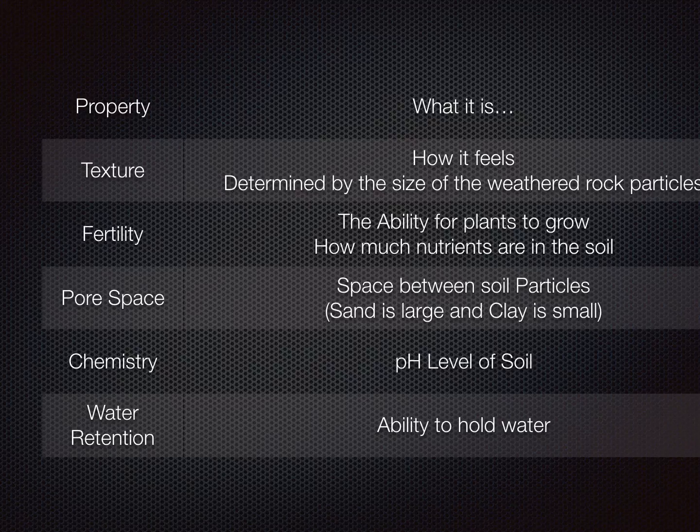Chemistry is the pH level of the soil. This will tell you if your soil is acidic or basic. Plants like to be near neutral, with slight acidity, just not high acidity. This is where acid rain comes into play. And then water retention is the ability for a soil to hold water. This will link up with pore space. So you can see how pore space would lead to water retention. Meaning the higher the pore space, the less water retention. The lower the pore space, the more water retention.